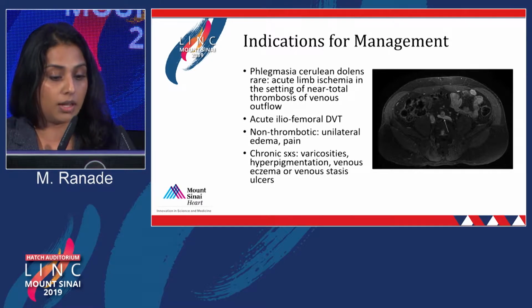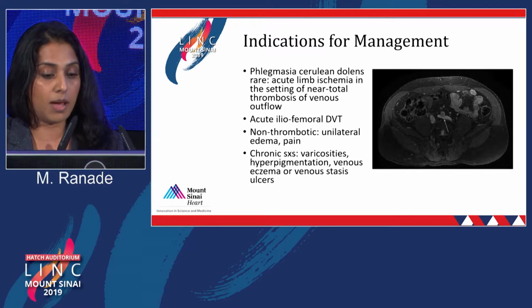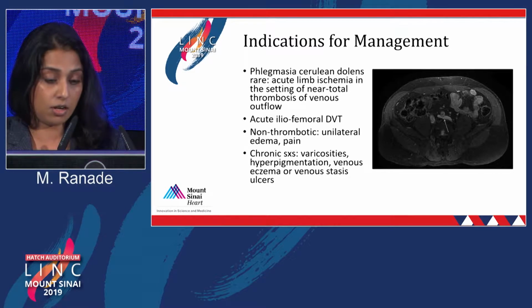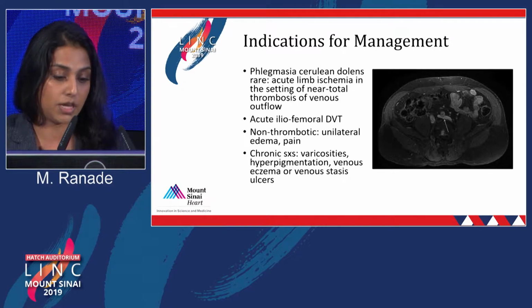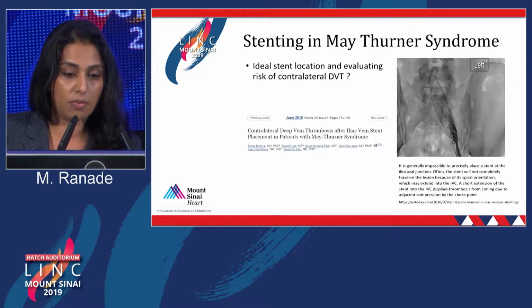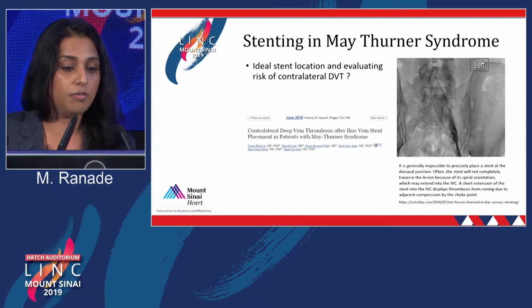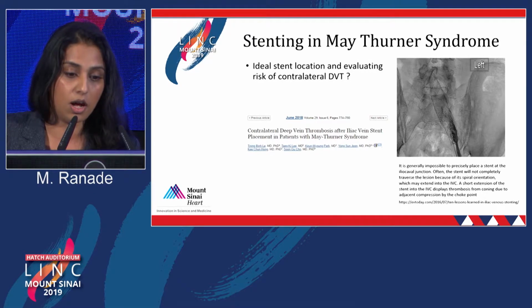The non-thrombotic, like I said, usually are symptomatic because of unilateral leg pain, edema, might develop varicosities, hyperpigmentation, venous stasis ulcers. And in these patients that are non-thrombotic, ideally you would do venography, venoplasty, and then consider stenting as well. So we've already seen this a little bit earlier. What is the ideal stent location?